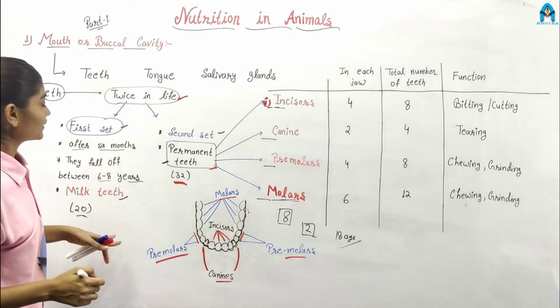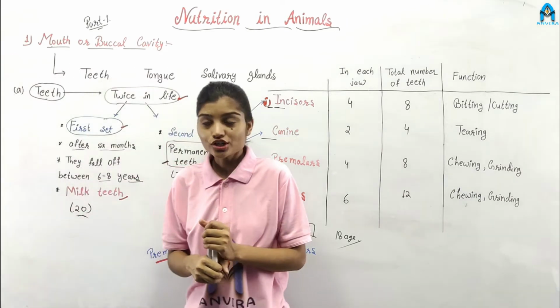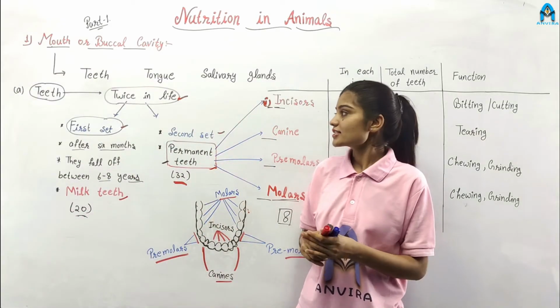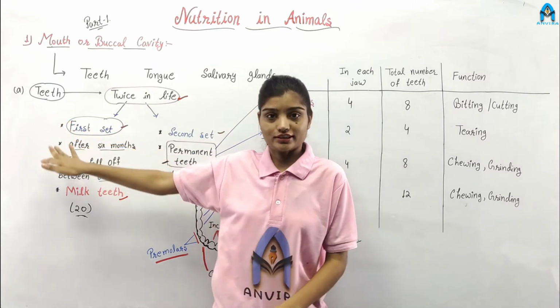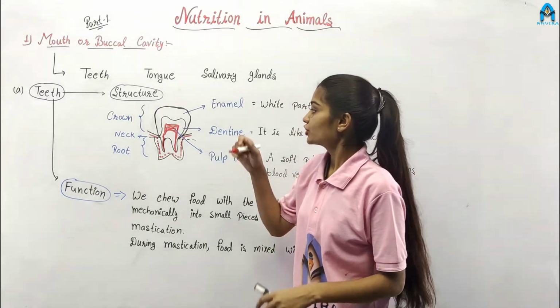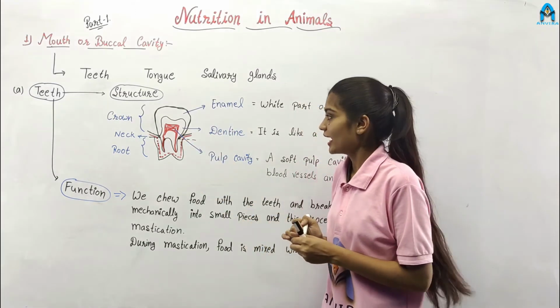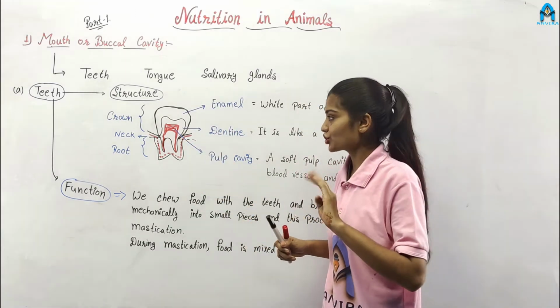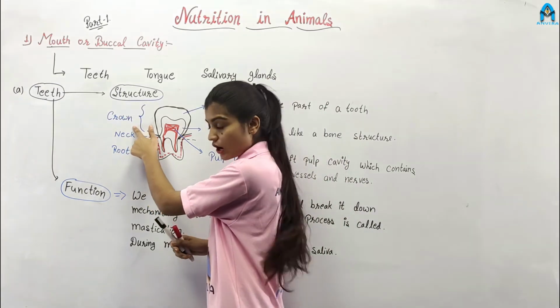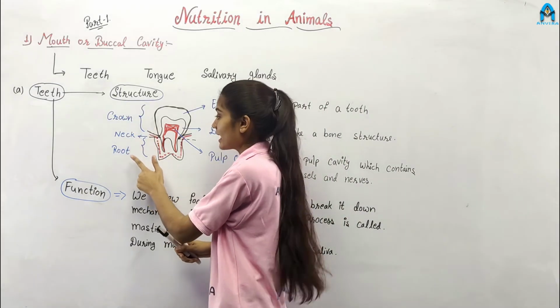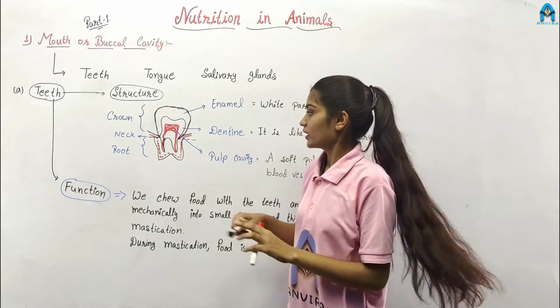Okay. So that was the complete discussion about the teeth. Now we study the structure of the teeth. A tooth looks like this, and in a tooth, three portions are present. First one is crown, second one is neck, and the third one is root.